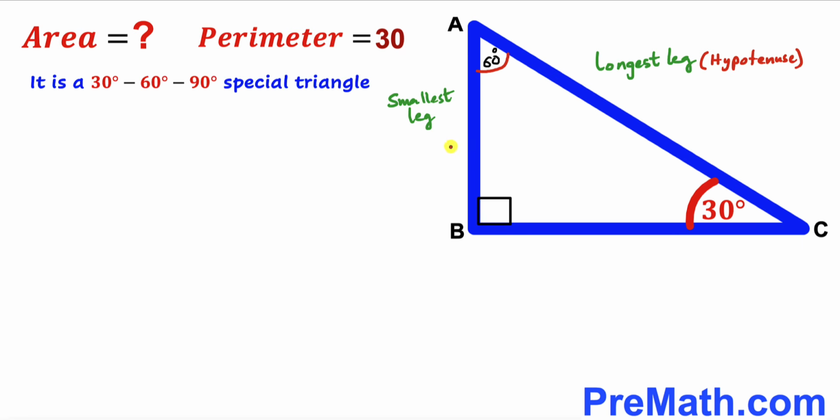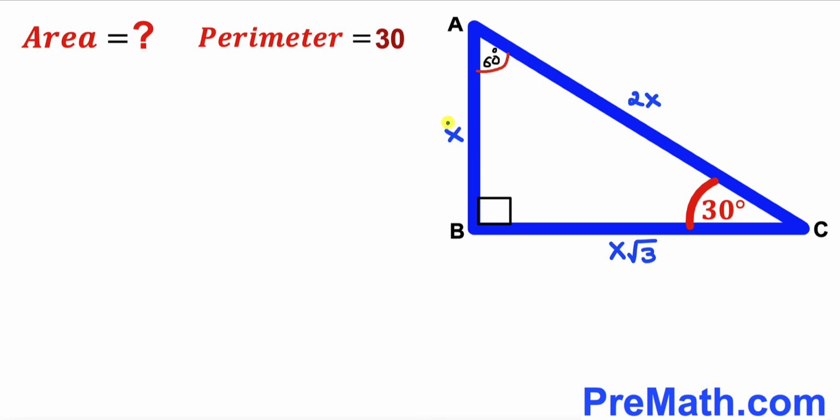In other words, if the smallest leg is 1, then the hypotenuse is going to be 2, and the third leg is going to be the square root of 3. In general, if I label the smallest leg as side x, then the hypotenuse is going to be 2 times x, and the third leg is going to be x times the square root of 3. So this leg turns out to be x, this hypotenuse is 2x, and this BC leg is x times the square root of 3.